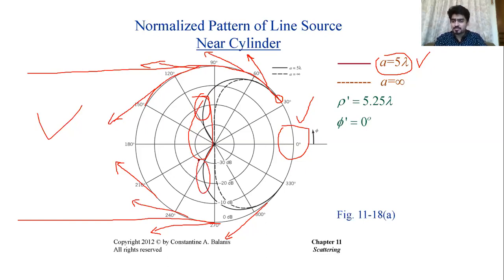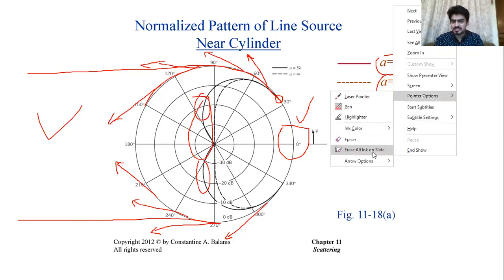However, if you have A equals to infinite, that is, radius of curvature is infinite, that is nothing but a flat surface, okay? Because your radius of curvature is so large, you can consider that locally this surface is nothing but a flat surface. So for a flat infinite surface, you don't see any kind of radiation on the back side or rear side.